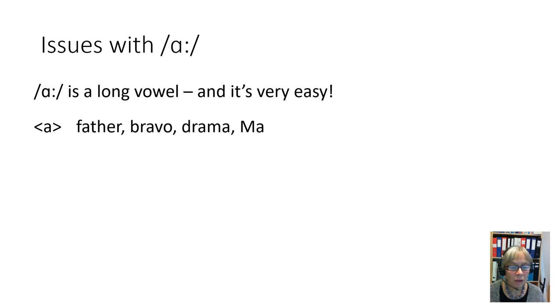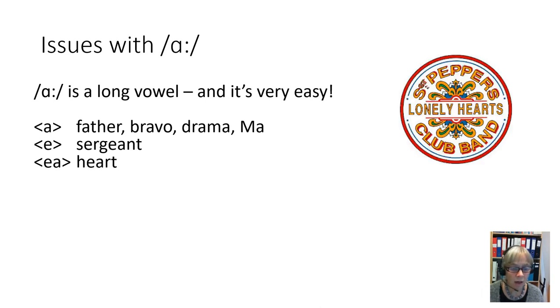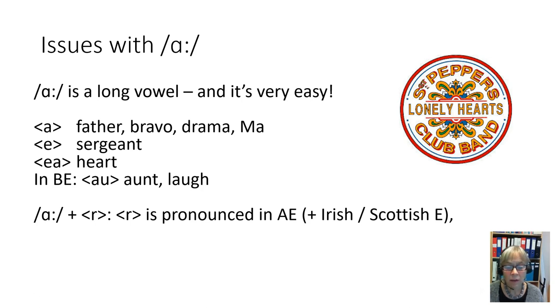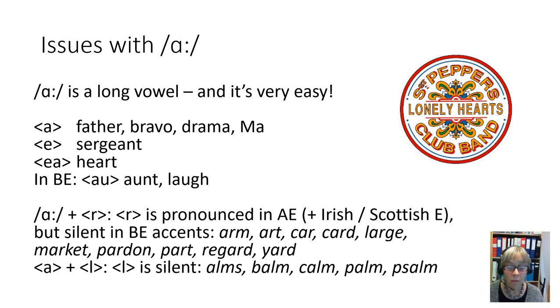It's very often spelled with an A, as in father, bravo, drama. It can be spelled with an E, as in sergeant, or EA, as in heart. In British English, even AU, as in aunt, laugh. In American English, these two words would be pronounced with an A, aunt, laugh. Now, when there's the sound and an R in the spelling, the R would be pronounced in American English and many Irish and Scottish varieties as well. But the R would be silent in British English accent.